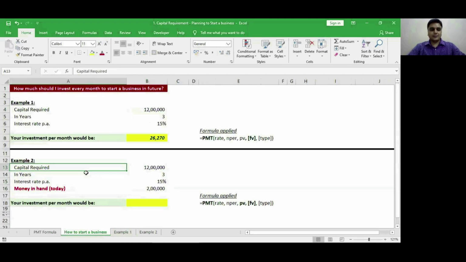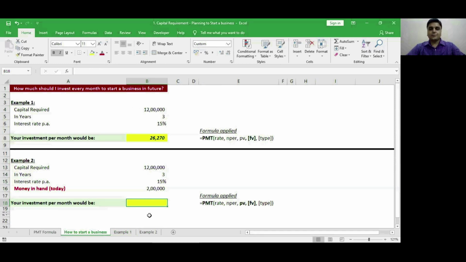Now let's talk about example number 2. All the parameters in example number 1 are repeated in example number 2, except one additional parameter in which I am saying money in hand today is 2 lakh rupees. So what I am saying is that I want 12 lakh rupees after 3 years, but today I already have 2 lakh rupees in the bank.